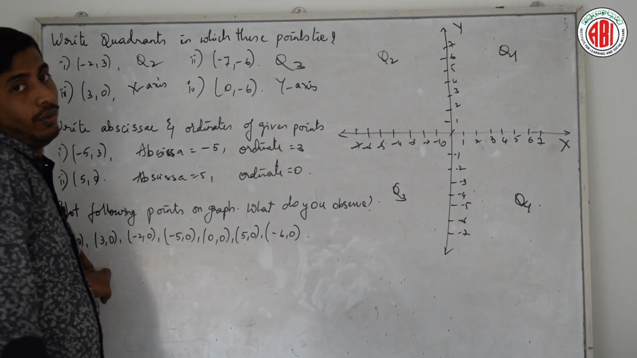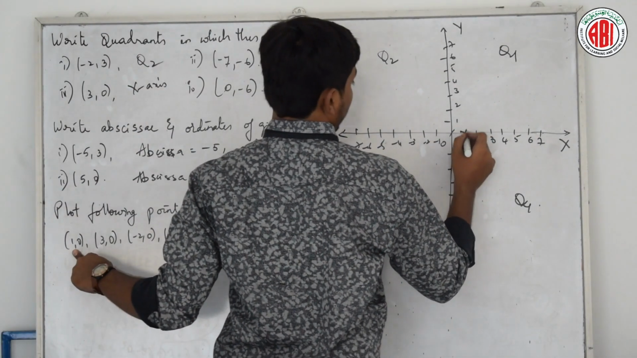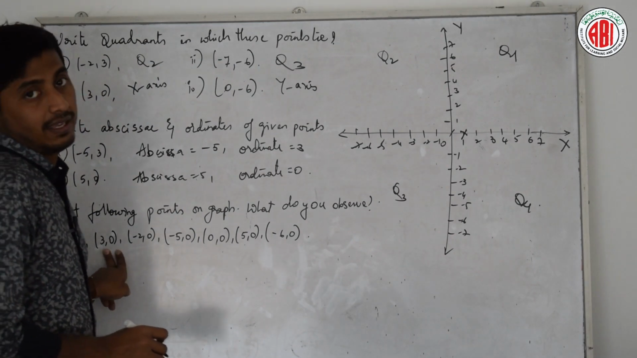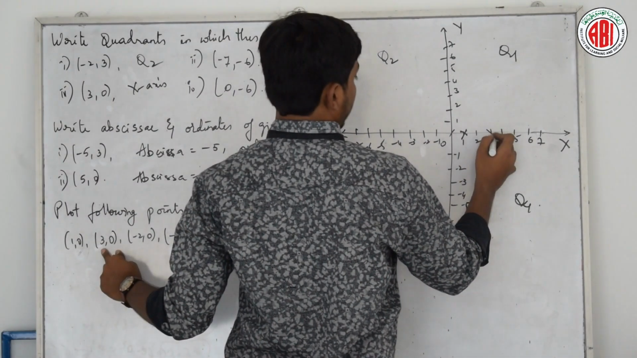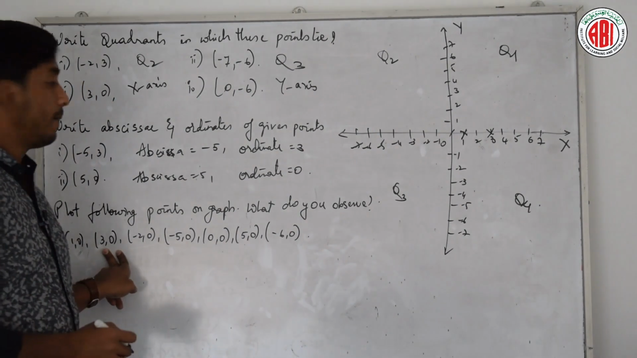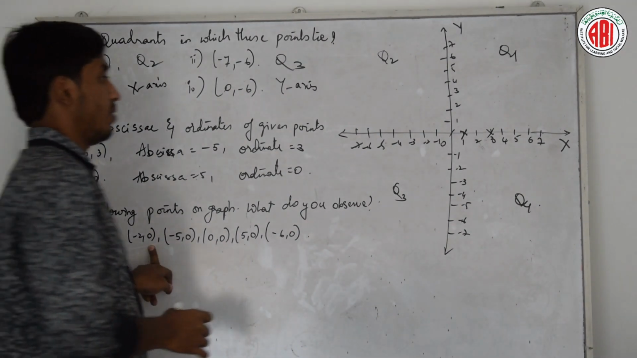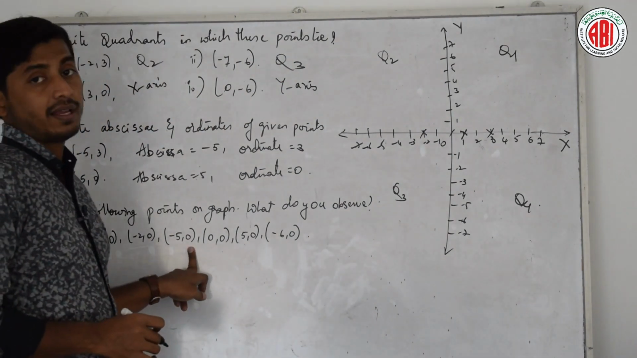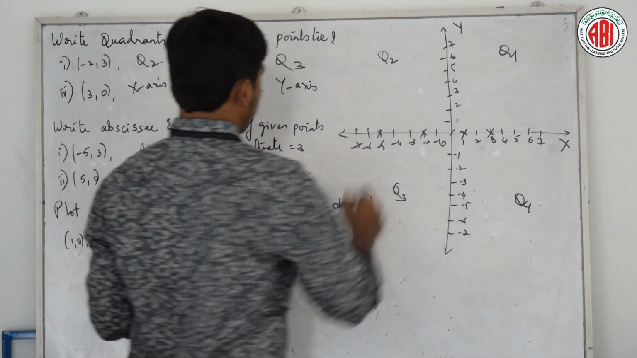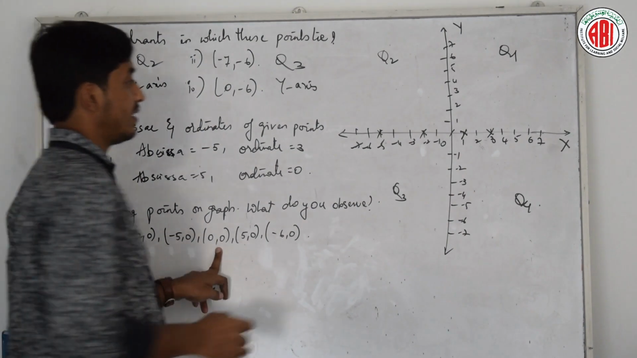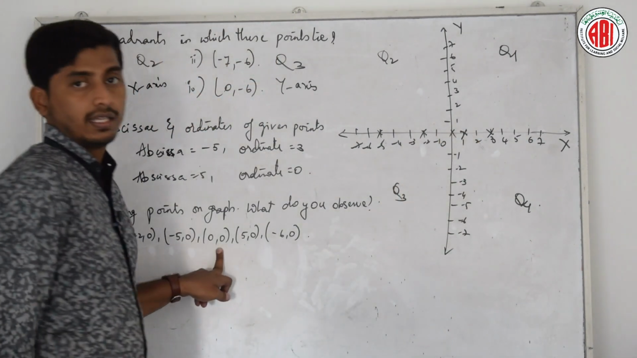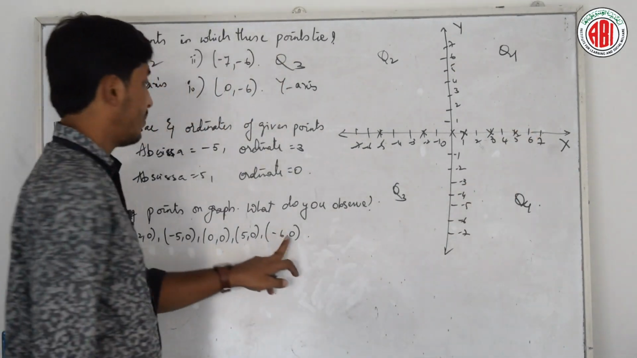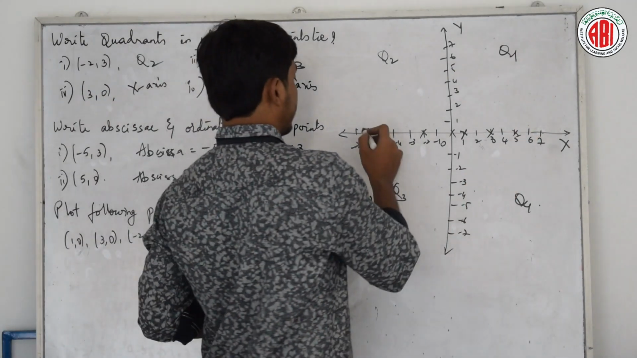1 comma 0. X is 1, y is 0. Okay. Second point is 3 comma 0. X is 3, y is 0. Okay. And the next minus 2 comma 0. X is minus 2 and y is 0. Next minus 5 comma 0. Here it is. And the next 0 comma 0, that is this. Okay. And the next 5 comma 0, this is the point, and minus 6 comma 0, this is the point.